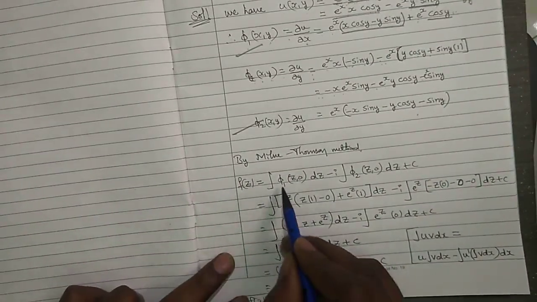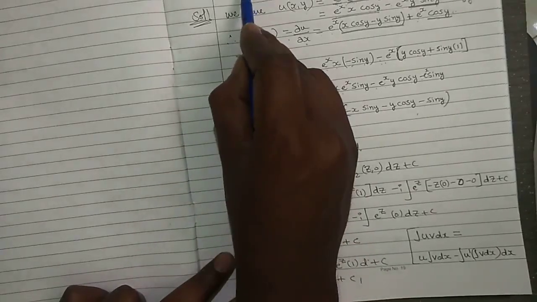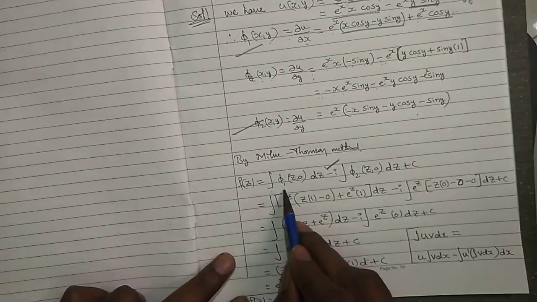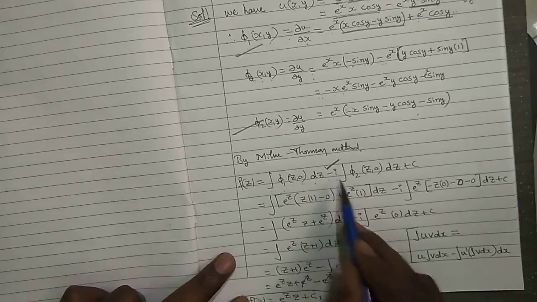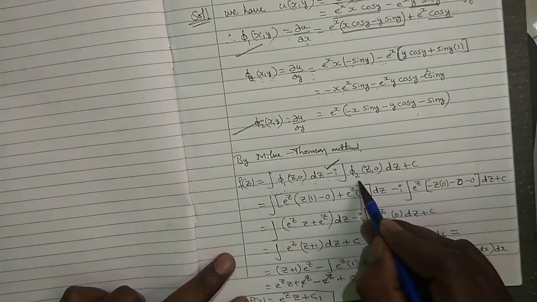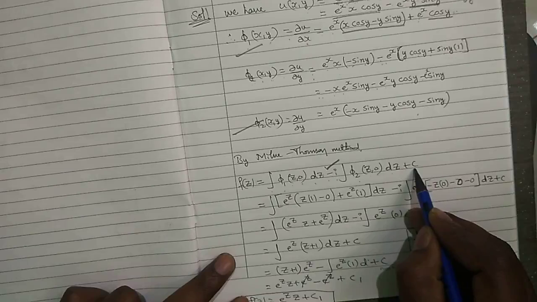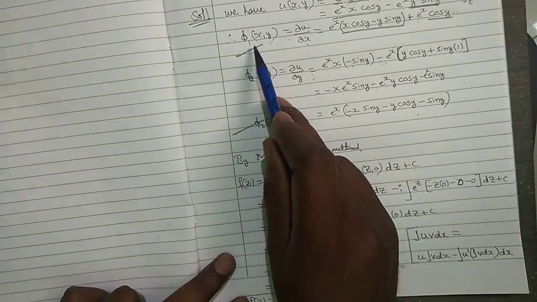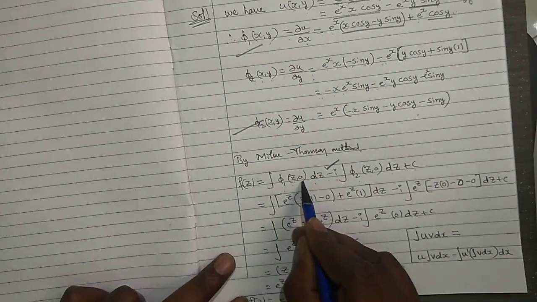f of z is equal to integration pi 1 of z comma 0 dz, because u was given, we have to use the minus sign, minus i integration pi 2 of z comma 0 dz plus c. Here, the solution we got is pi 1 of x comma y, it is not pi 1 of z comma 0.